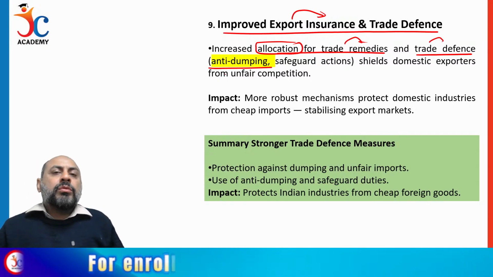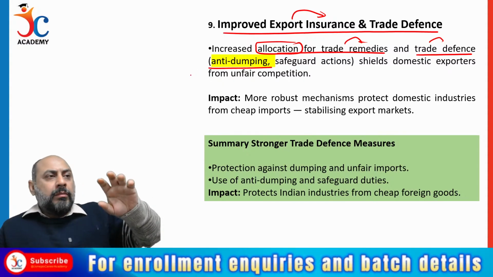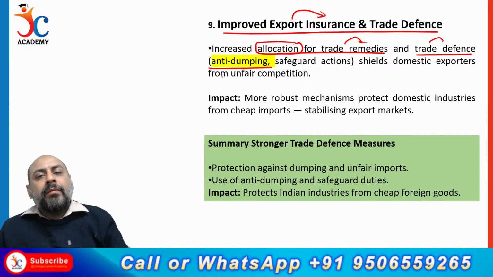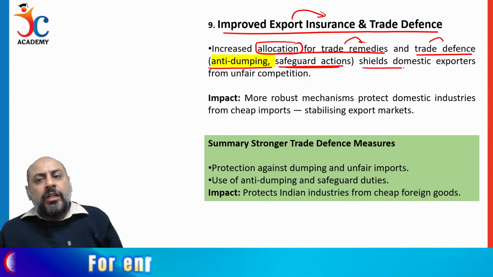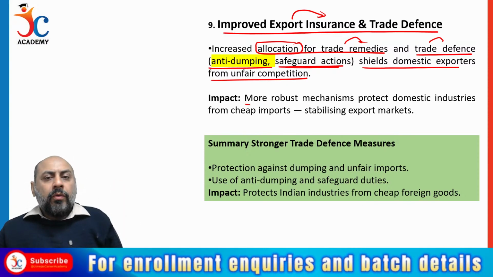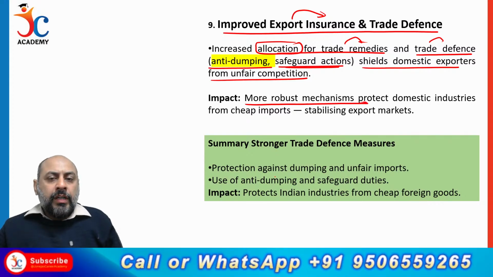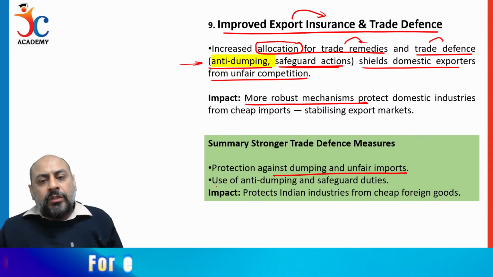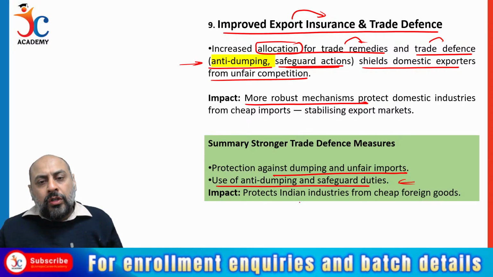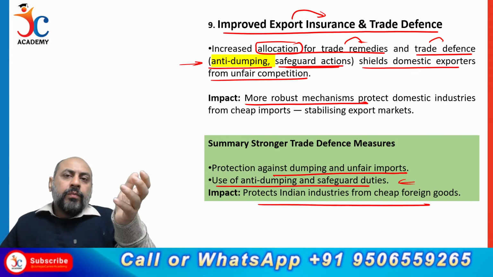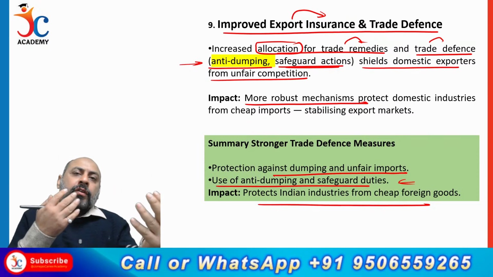Trade remedies is to counter dumping duties. So if some country is dumping their products over here, you can take corrective anti-dumping measures. You have funds for that, and you can also take safeguard actions, which shield domestic exporters from unfair competition. So it becomes a more robust mechanism, protecting against dumping and unfair imports. All these highlighted words I thought would catch your attention, and you now have some decent understanding of how the budget connects to foreign trade.